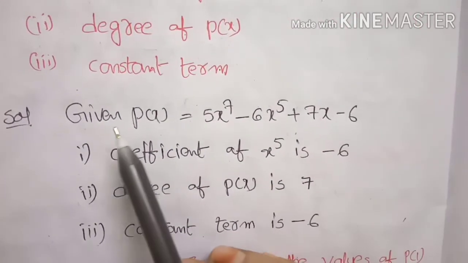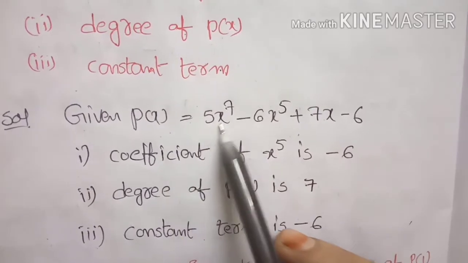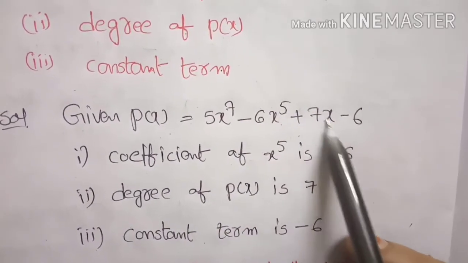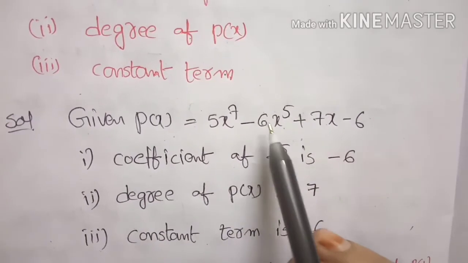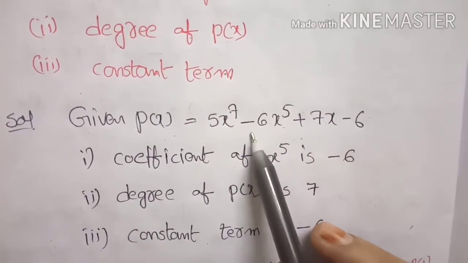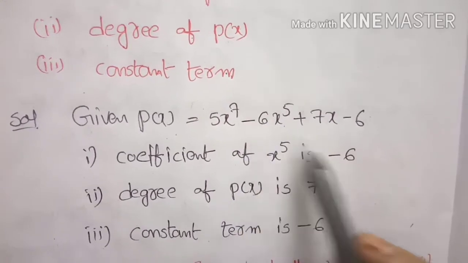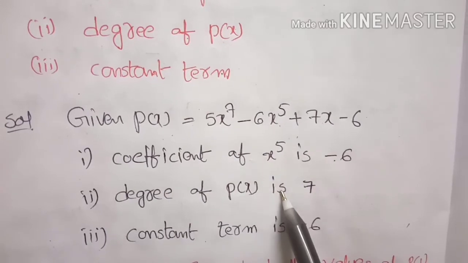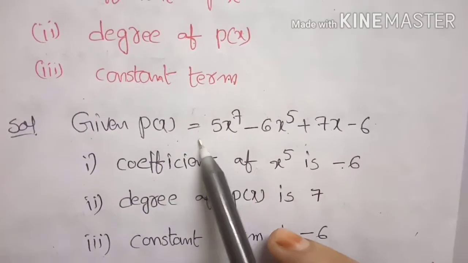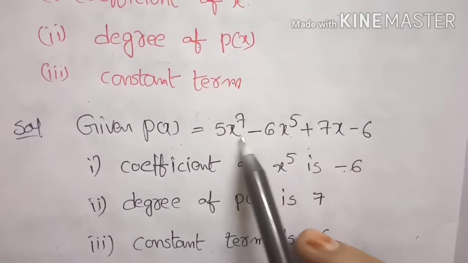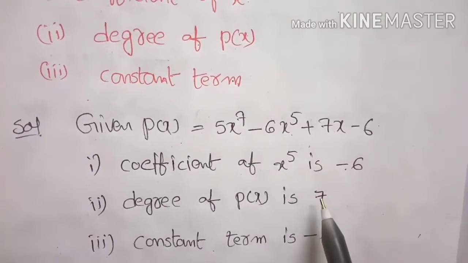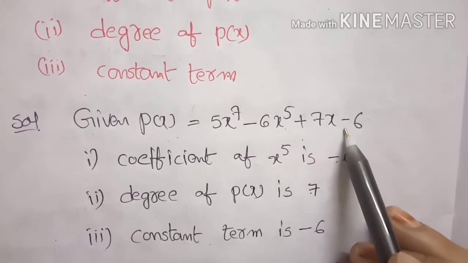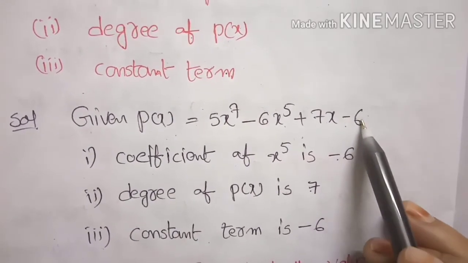Answer. Given p of x is equal to 5x to the power of 7 minus 6x to the power of 5 plus 7x minus 6. Then the coefficient of x power 5 is minus 6. Next, degree of p of x: what is the degree of p of x? 7 is the degree of p of x. Next, constant term. What is the constant term? Minus 6 is the constant term.